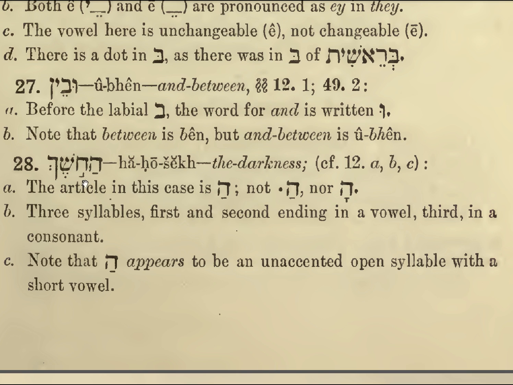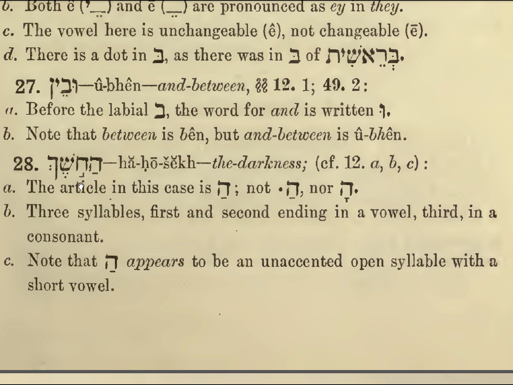Ha hoshech. The darkness. Here the article is ha, and there's no dagesh forte, there's no dagesh in the chet, and neither does it get lengthened to ha. Ha choshech. Remember that the chet is the sound of an angry cat. Three syllables here. Ha, cho, shech. Ha, short. Cho, long vowel. And shech, short.